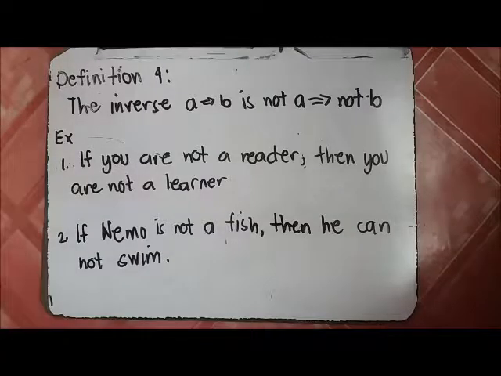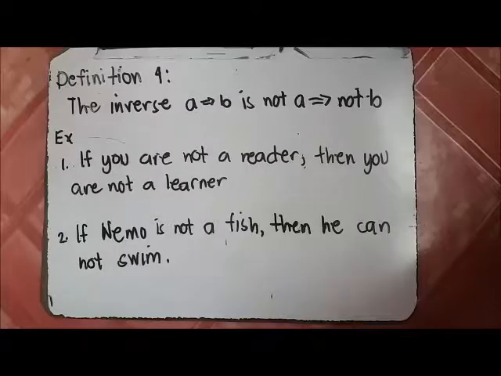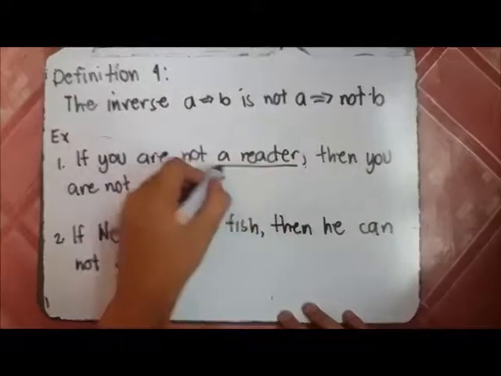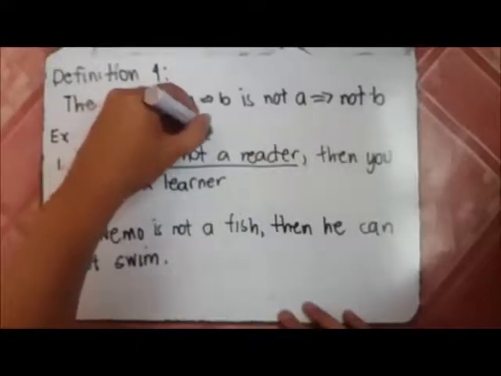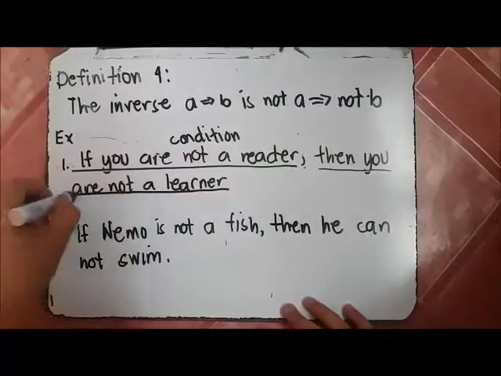The last is definition number 4. The inverse of A implies B is not A implies not B. So going back to the original form, which is A implies B, we will deny both statements, the condition and the conclusion. So given these statements, the inverse is formed by denying both the condition and conclusion. Thus, the inverse of the given statements in example number 1 is, if you are not a reader, which is the condition, then you are not a learner, which is the conclusion.